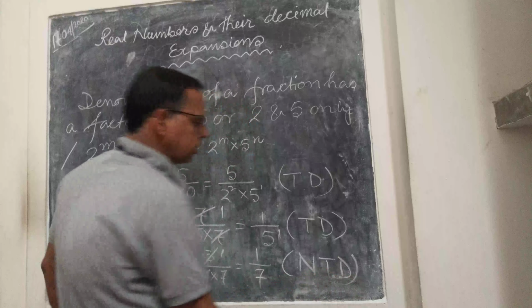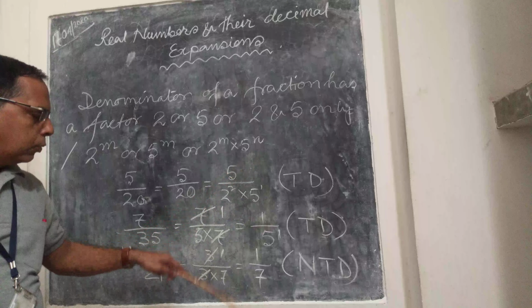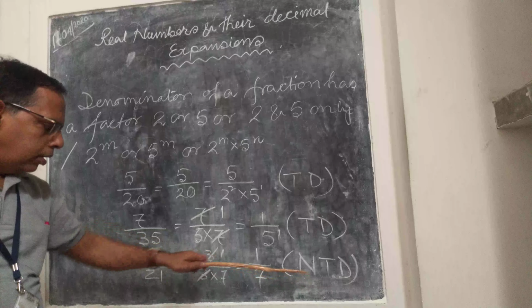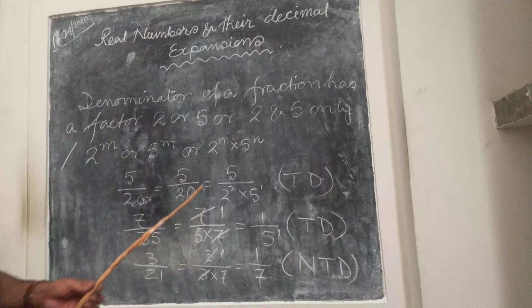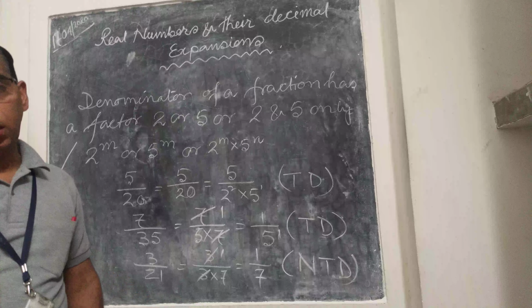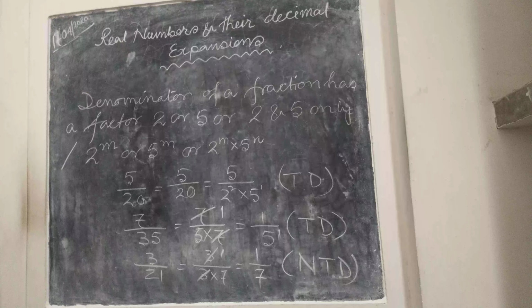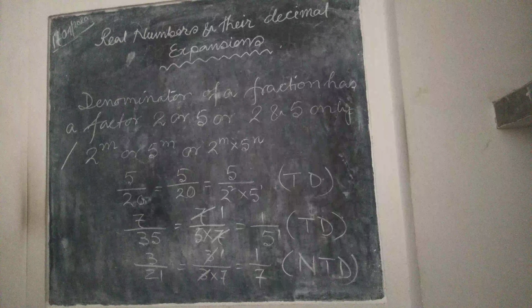Non-terminating decimal. Please, my dear students, please write down the full form. Don't write only this part. As space is not sufficient, that's the reason I have written it short. So you have to write terminating decimal, and this is non-terminating decimal. Clear? So what type of fraction? If asked, you have to write either terminating decimal or non-terminating decimal. So please write this down. Then we will proceed to the next one.